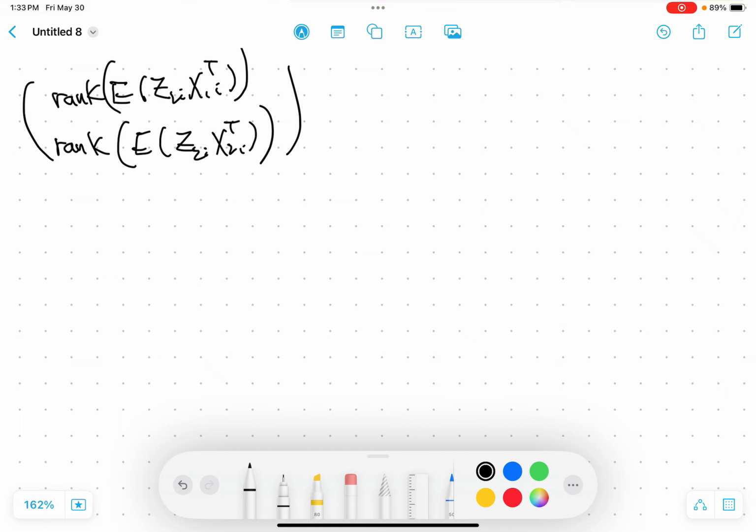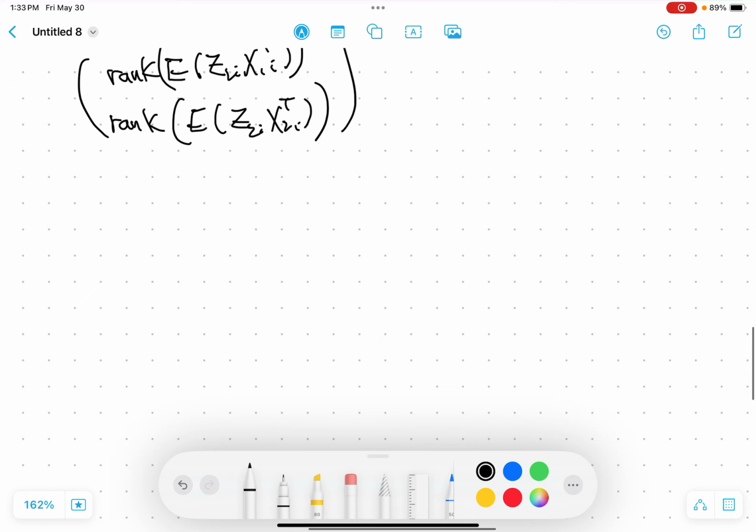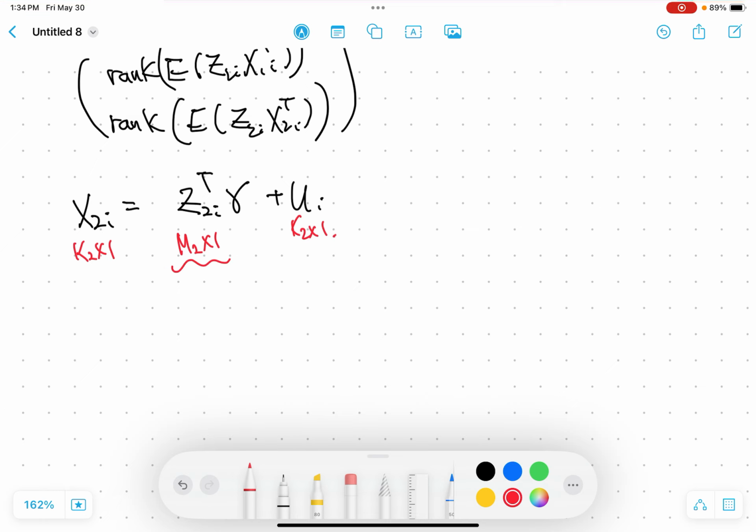So you should be much more careful, and especially what I wanted to say here is that x2i equals z2i prime gamma plus u. This is wrong because the dimension does not match. x2 is k2 by 1 and z2 is m2 by 1. Then how can you make it k2 by 1? So it does not match. That's why it is a mistake.